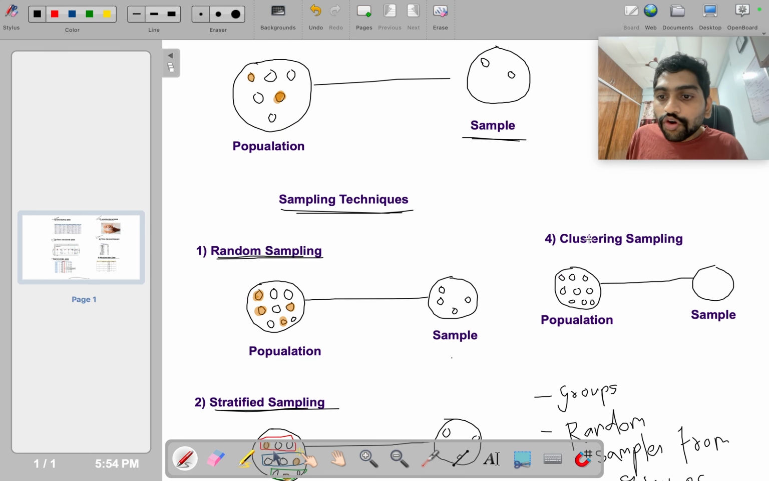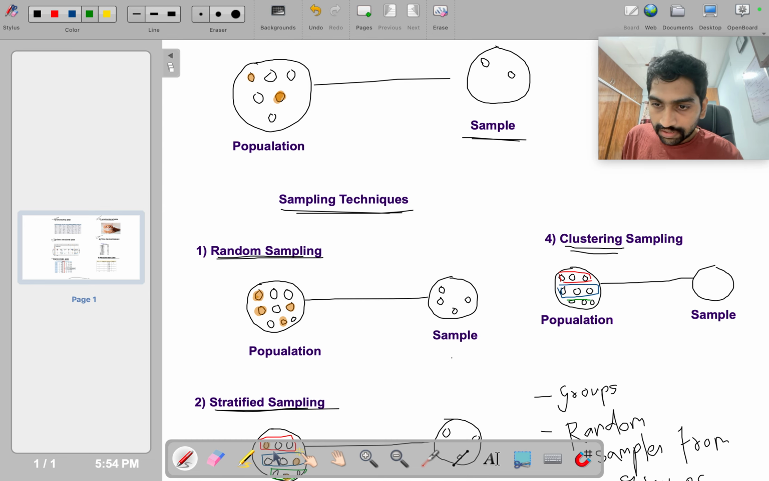Okay. Now the fourth one is clustering sample. This clustering is very important when we deal in machine learning also. So in clustering, what will we do? Like stratified sampling, first we will create it into three different groups. We will divide it into different groups based upon the common features and functionalities. Then we'll create this group and we'll create the green group.